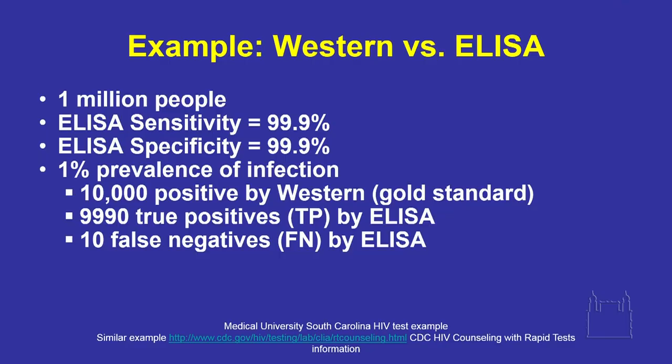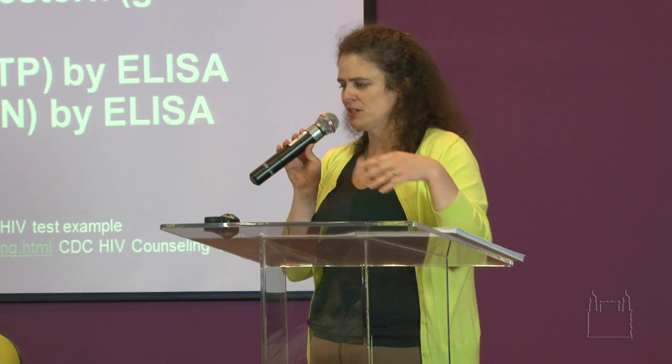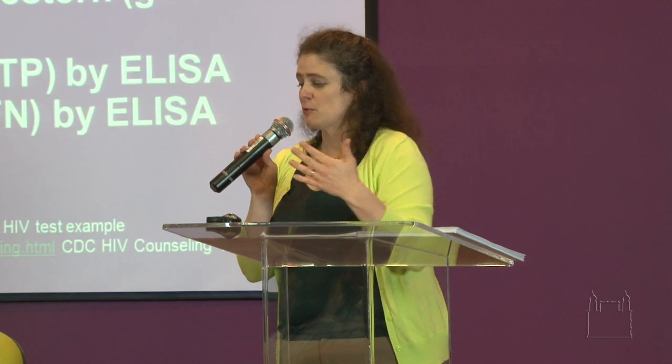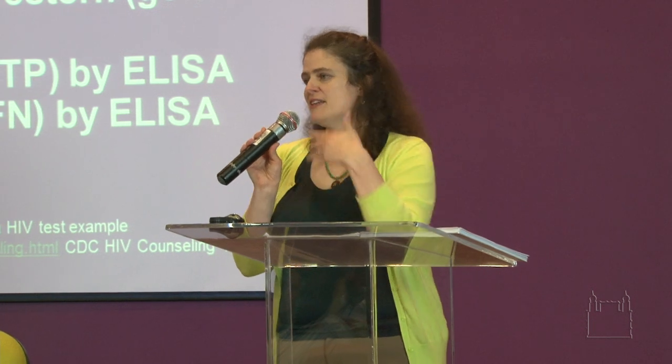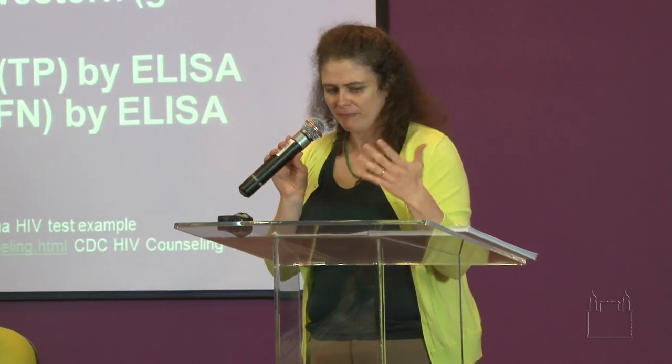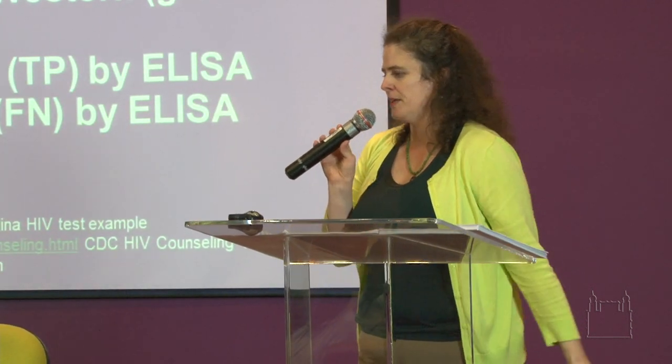This is a classic example, and I tried to get the URL to show up correctly, but it didn't. So anyway, the classic example is Western versus ELISA when they were trying to start using ELISA testing for HIV screening. Medical University of South Carolina uses this example, but actually the U.S. Center for Disease Control and Prevention, in their HIV counseling with rapid test information, gives a very similar example. So this is a pretty popular one.